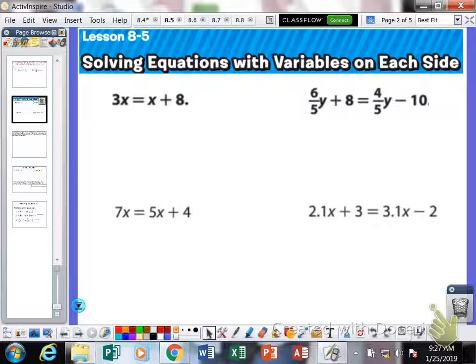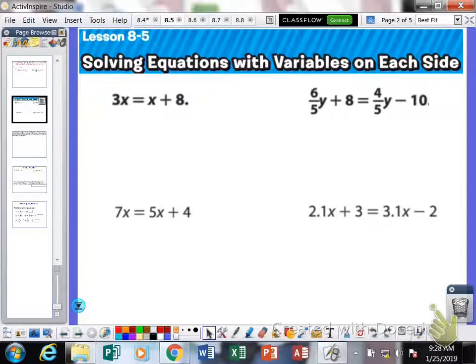Today we're going to be looking at solving equations with variables on each side. So the big idea here is what you have already learned in the past, the idea of combining like terms. We want to get our terms with the variables on the same side together, and our terms that are constants also on the same side together.